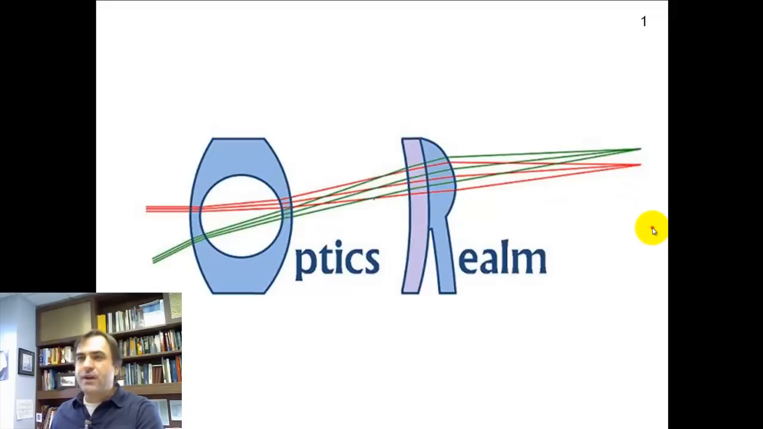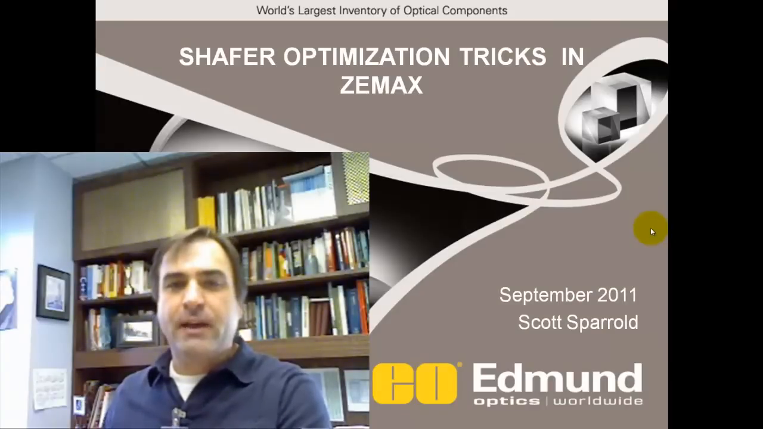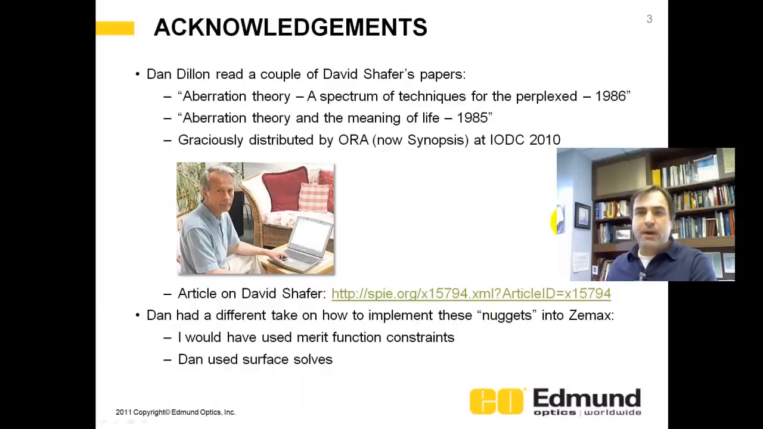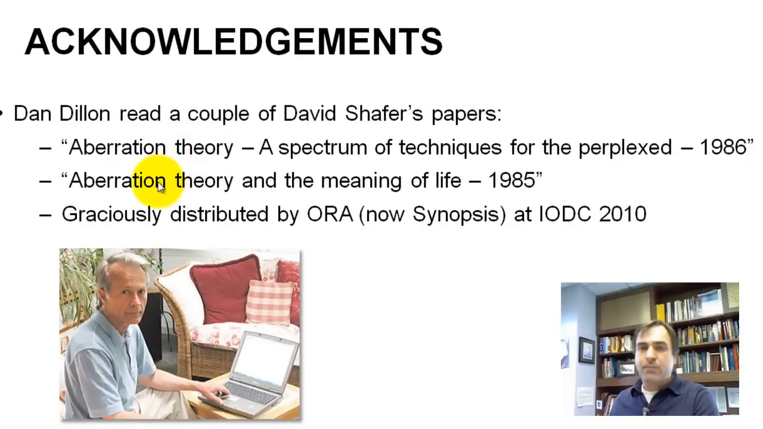It's September 2011. Today I want to talk about some tricks in ZMax using solves to get a solution quicker. These were inspired by some papers written by Dave Shafer and shown to me by a coworker. So this coworker of mine, Dan, read two Dave Shafer papers on aberration theory. Great titles, by the way: A Spectrum of Techniques for the Perplexed and the Meaning of Life, written in 1985.